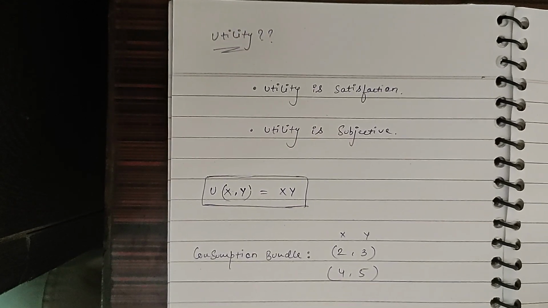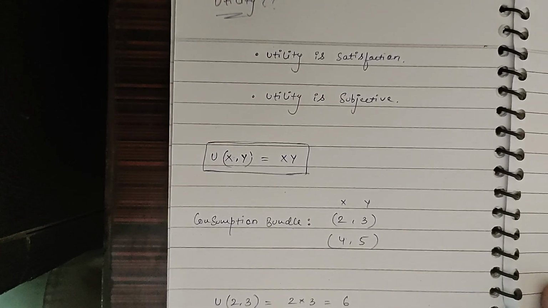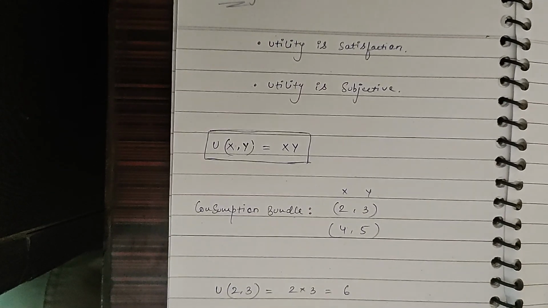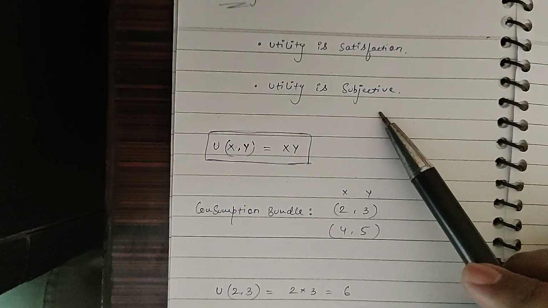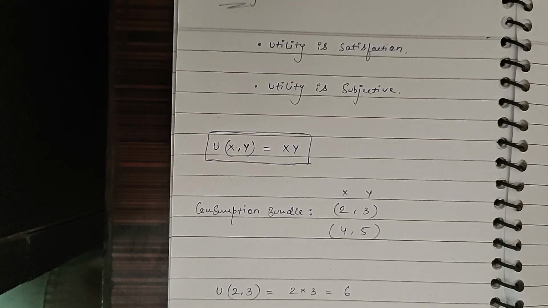Now, just like there are different types of goods, we can say there are different types of individuals as well. And for those individuals, the level of utility that they would get when they consume a good would be different. So, we can say that utility is a subjective concept.